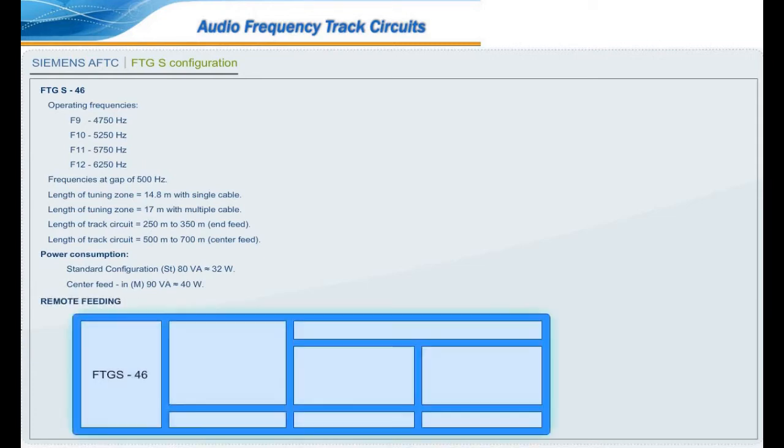Remote feeding FTGS 46. Diameter of quad cable used is 0.9 mm. For axle shunt, value is greater than or equal to 1.0 ohm. Length of transmitter cable is 3 km. Length of receiver cable is 2.9 km.